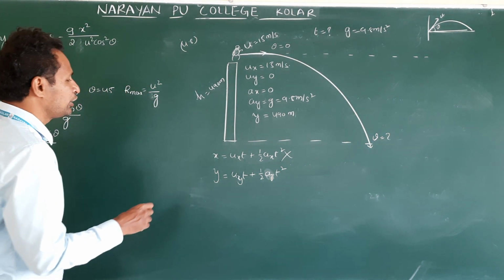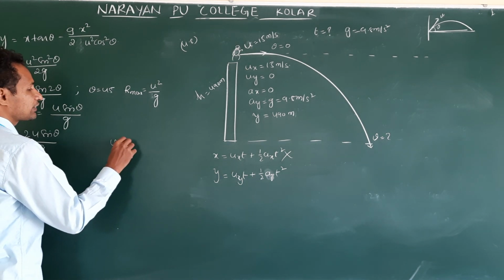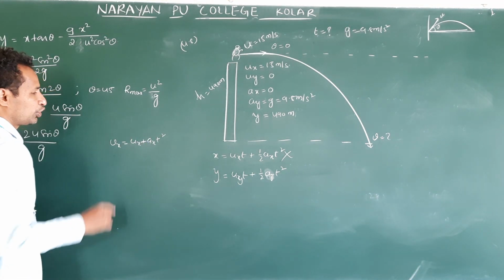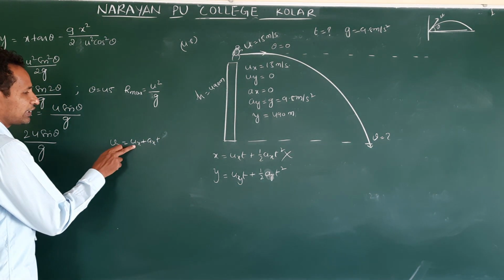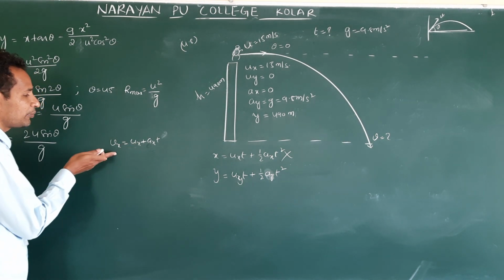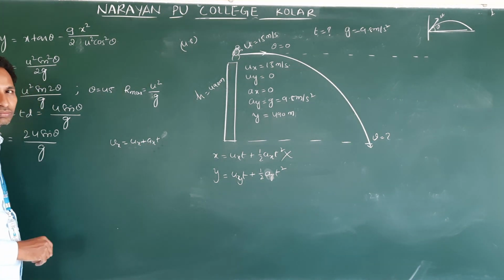Understand? Sir, why did you use this equation? Why don't you use this equation: Vx is equal to ux plus ax t square? To find this, ax t only. Clear? Ux is there, ax is 0. You don't get the time term, so this is not useful.